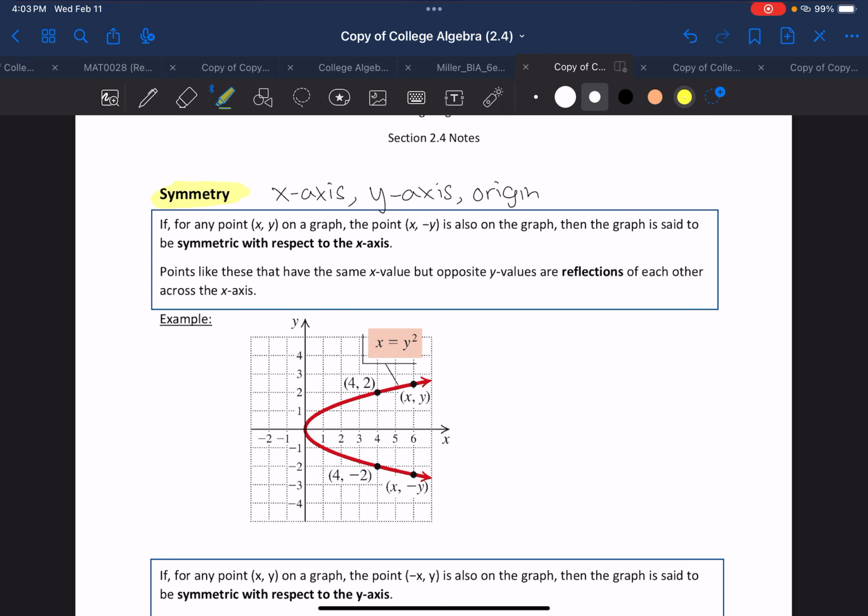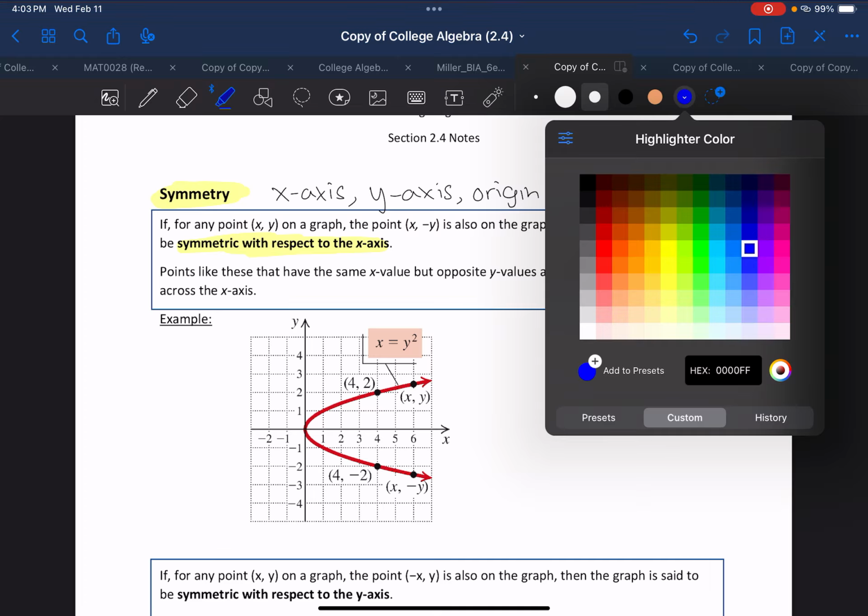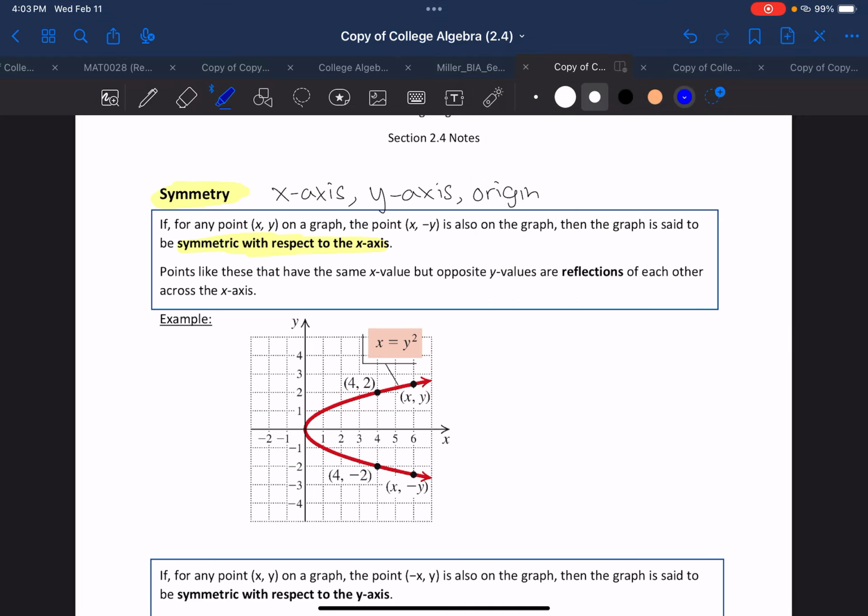So the first one here in this box is talking about when graphs are symmetric with respect to the x-axis. You see in this picture here of this sideways parabola that this graph is symmetric about the x-axis. So when I say it's symmetric about the x-axis, I mean that the axis of symmetry of the graph goes down the x-axis. So that is the line of symmetry of this graph. And this is the x-axis, but it's also given by the equation y equals 0. Horizontal line at y equals 0.